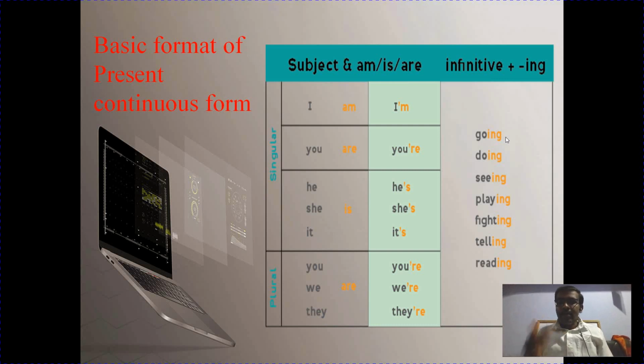I am reading, I am writing, and you are playing, you are walking, you are running, you are joking. He is going, he is playing, she is writing, it is crawling. You are walking, you are running, we are reading, they are making up some businesses. These kinds of things can be expressed with the help of this basic format for the present continuous form.